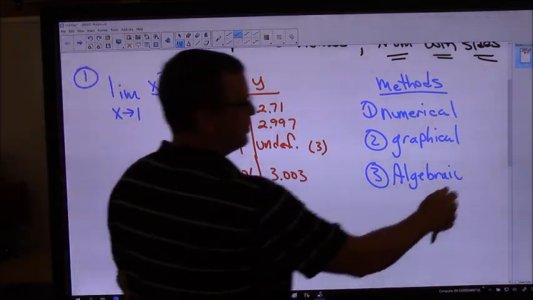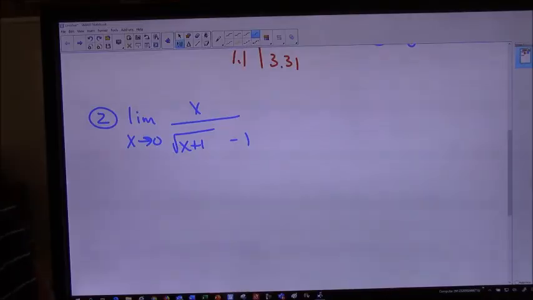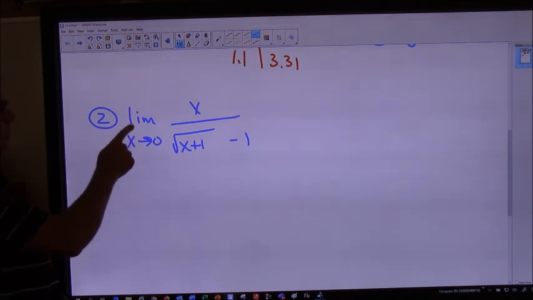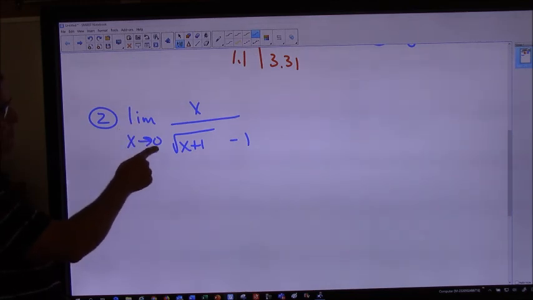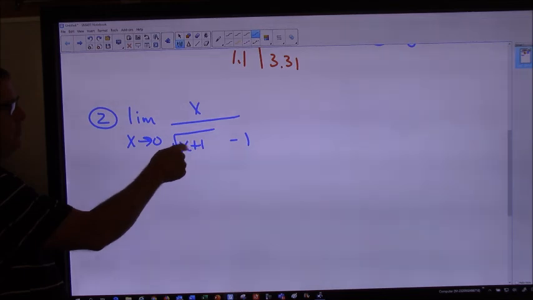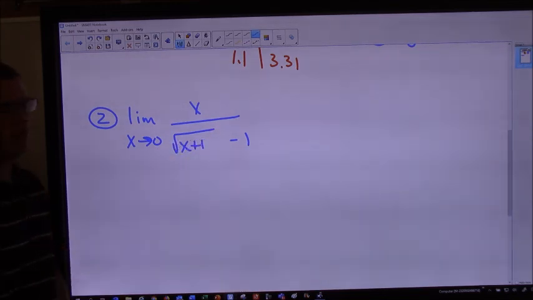All right, let me get you guys one to try on your own. All right, so you guys go ahead and try this one. The limit as x approaches 0 of x over the square root of x plus 1 minus 1.